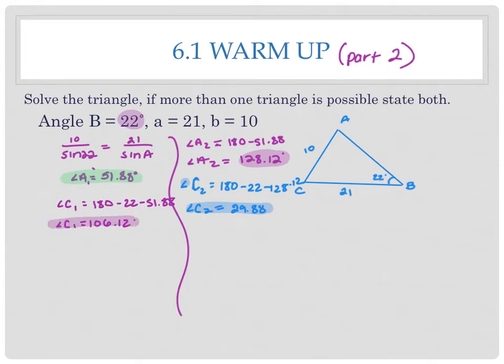Now the last thing I have to find in the first triangle is side C1. So I'm still using the original ratio. I use that every time I set up law of sines in both triangles because that's the part that was given to me, so I know it's 100% accurate. So 10 over the sine of 22 would equal C1 for my side over the sine of 106.12. Cross multiply: 10 times the sine of 106.12 divided by the sine of 22. And I get side C1 is 25.65.